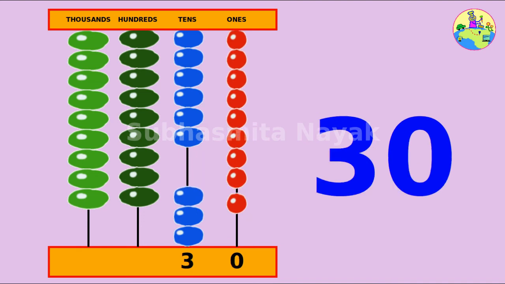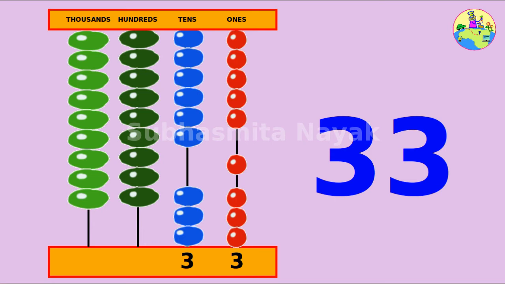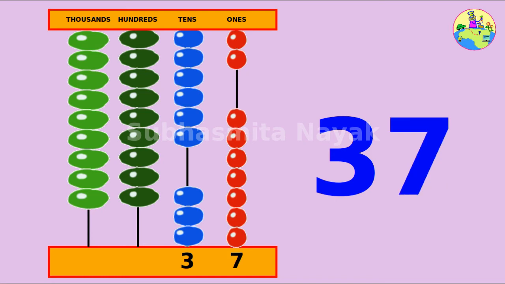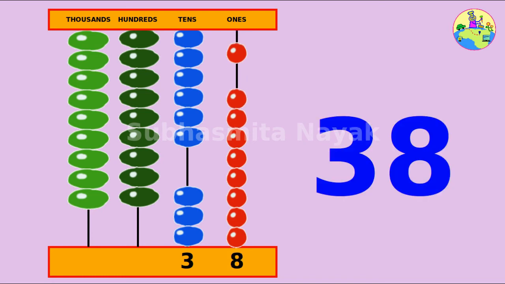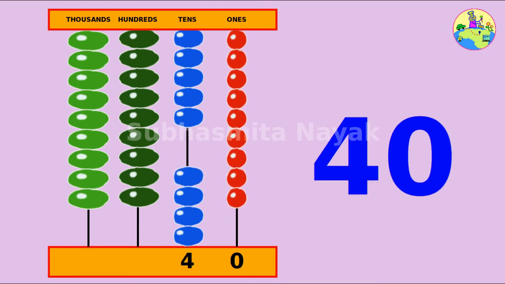This is 31, 32, 33, 34, 35, 36, 37, 38, 39. Now instead of 10 small beads, we will take one more big bead in tens place. So it is 40.